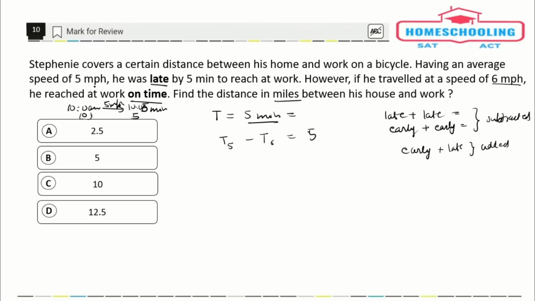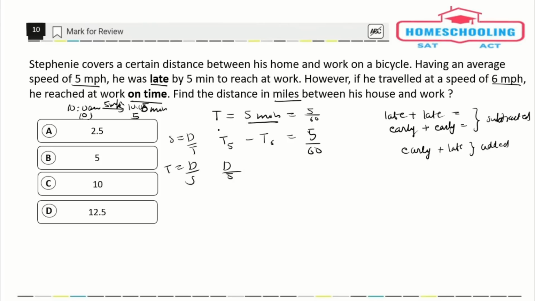So we'll convert, because the speed is given in miles per hour. So we'll convert this minute into hours. So 5 divided by 60. So this one would be d by 5, because the speed is 5 miles. Because as we know, speed is equal to distance upon time. Time is equal to distance upon speed.